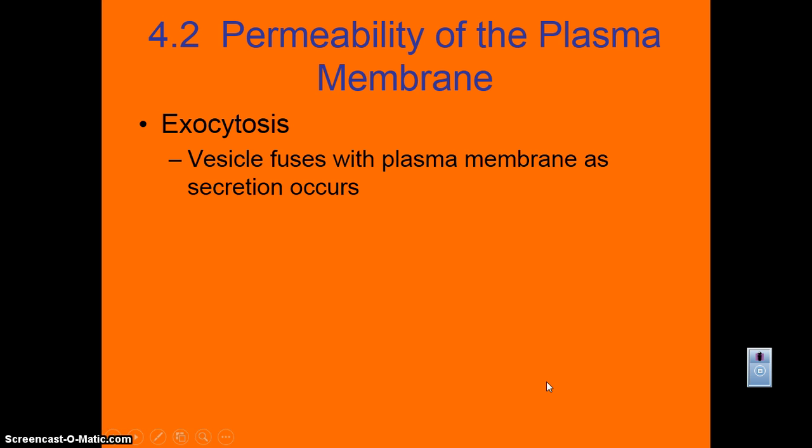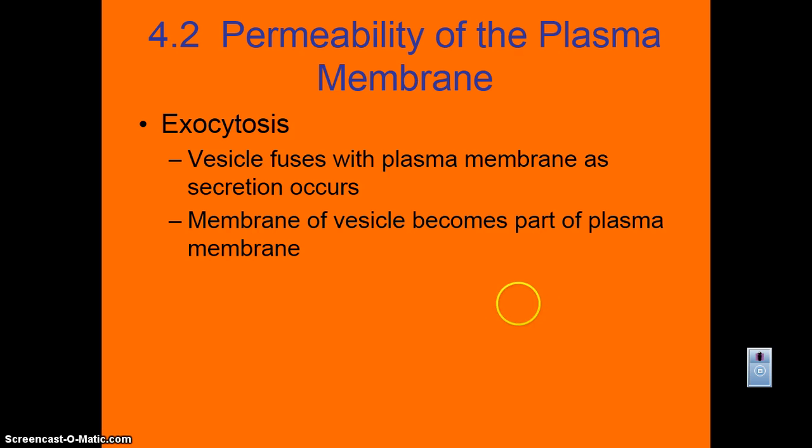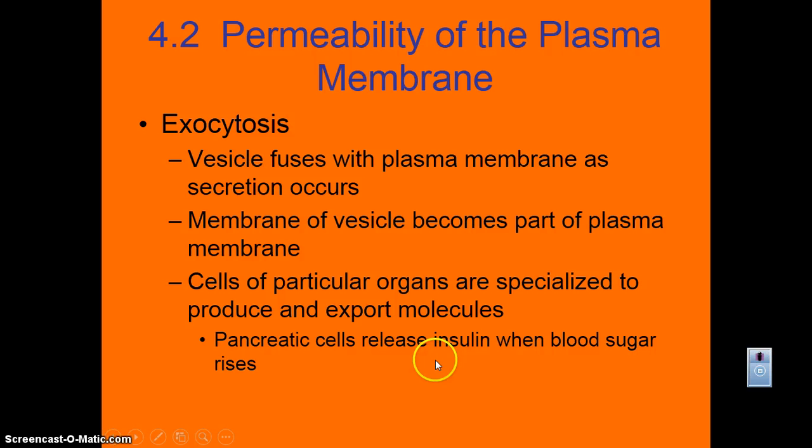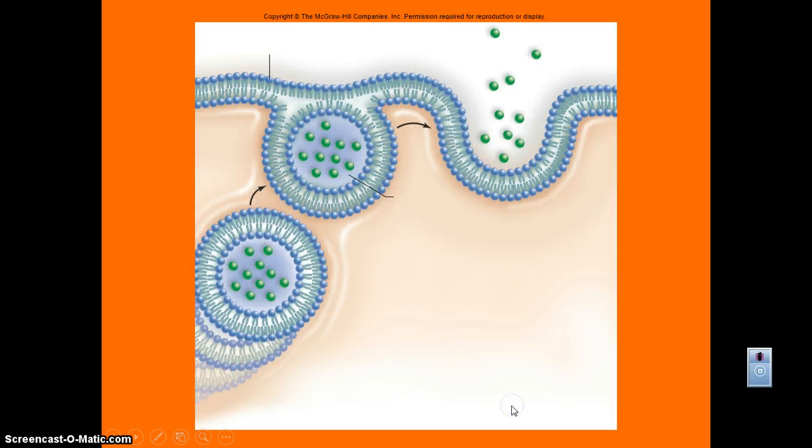Exocytosis is going to happen when a vesicle fuses with the plasma membrane, and this causes secretion to occur. The membrane of the vesicle becomes part of the plasma membrane, and cells of particular organs are specialized to produce and export molecules this way, such as pancreatic cells release insulin when the blood sugar rises too high. So this is a picture showing exocytosis, and we have the plasma membrane, and we have outside the cell here, inside the cell here, and this is a secretory vesicle. So this vesicle is going to merge with the plasma membrane, and then it's going to open up and release that. So the example that they just told us about was insulin needing to get out into the bloodstream, so these would be insulin molecules getting to the bloodstream.